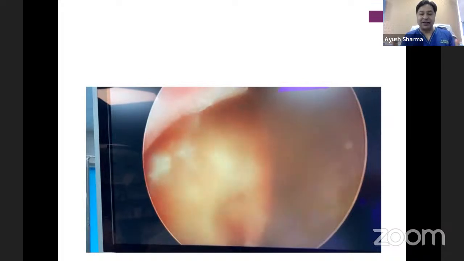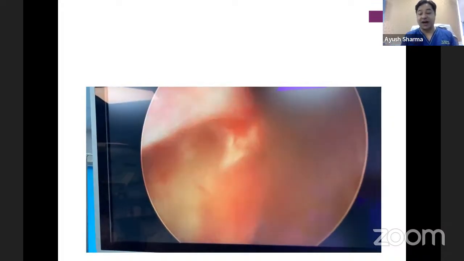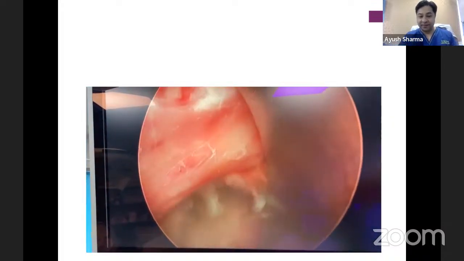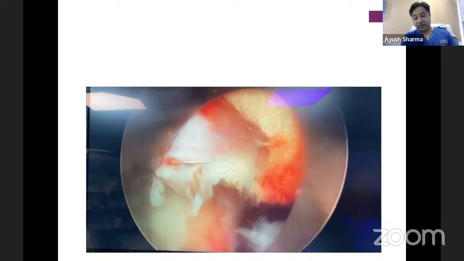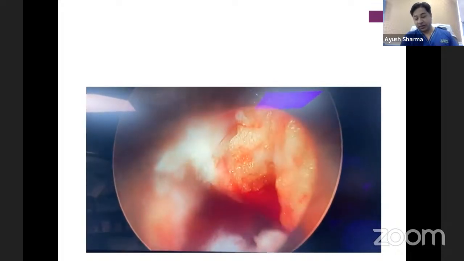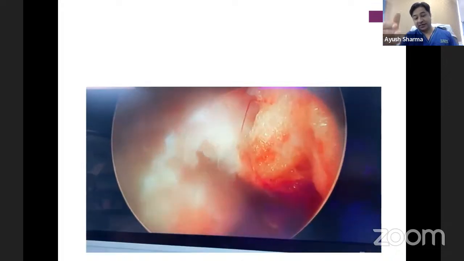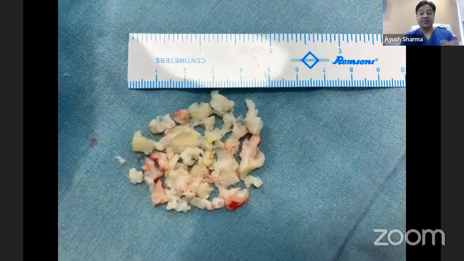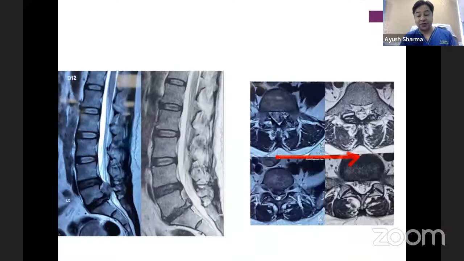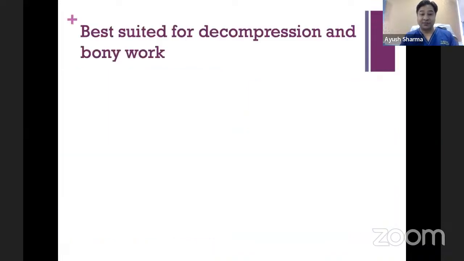We removed 22 or 24 disc fragments that day, and as you move your scope, you're looking at the exiting and traversing root, and you can see it at the 3 o'clock position of the traversing root. We also went inside the traversing root, and this is the amount of disc fragment that was removed. You can see a post-operative MRI showing complete removal of the disc fragment. So for something like this, I will suggest the interlaminar approach is best.